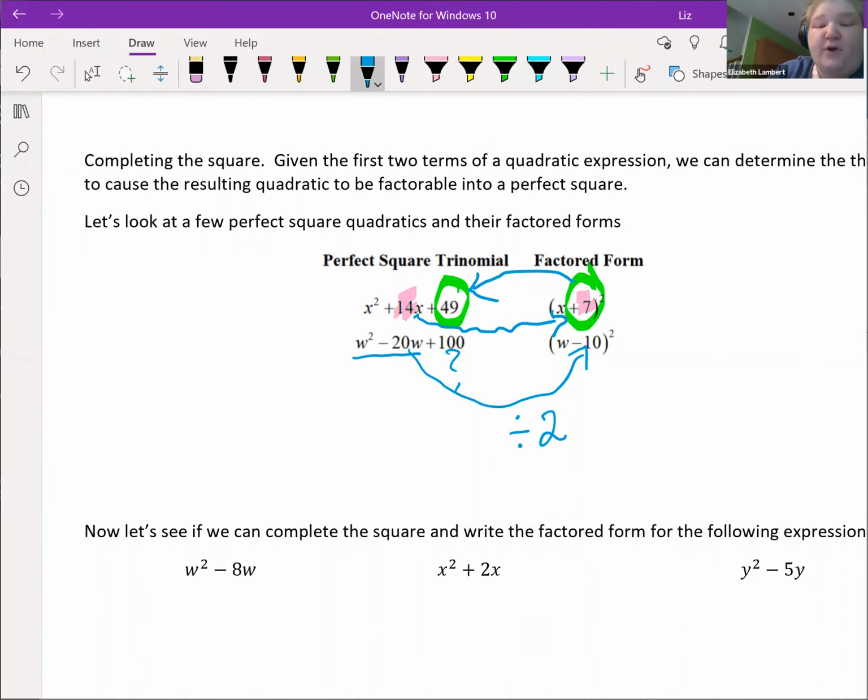All right, and then from negative 10 to that last number, or from 7 to that last number. Well, 7 and 49, hopefully is ringing more bells. That is squared. And likewise, 10 to 100 squared. So first I divide by 2, then I square it.